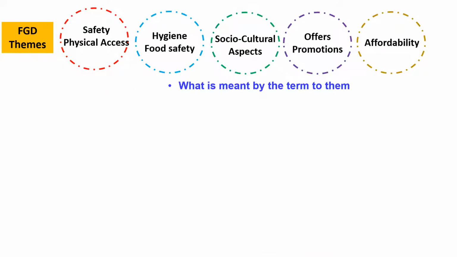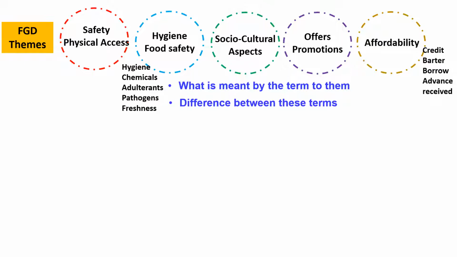Then coming to the focus group themes, in the focus group discussions we picked only those themes which were not understood by the mothers or the participants during our first round of survey. So we asked them what these individual terms mean to them. What does safety or physical access mean to them, and what does offer promotion mean to them? Followed by this, we asked about the difference between these terms. Like hygiene, they were not able to understand hygiene, chemicals, adulterants as such.